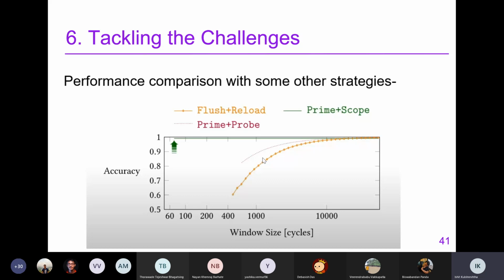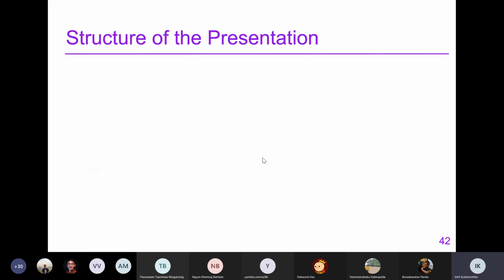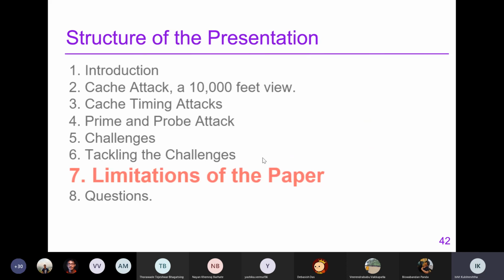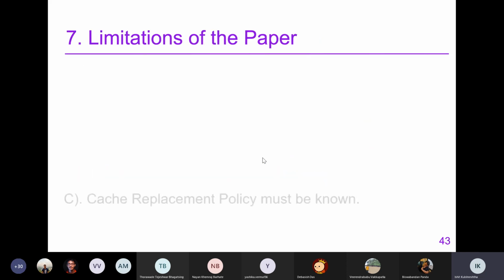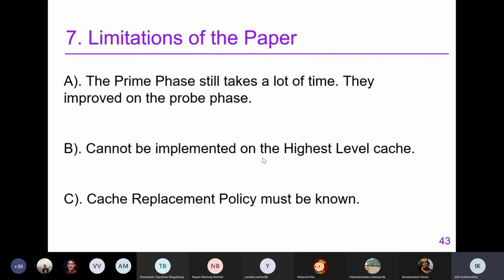So this prime and scope is a good alternative to these strategies. Now, limitations of the paper. A few of the limitations of the paper is that the prime phase still takes a lot of time. They have not improved on the prime phase. So that was already a downside of this approach beforehand. So the probe phase, they worked a lot, but the prime phase still takes a lot.